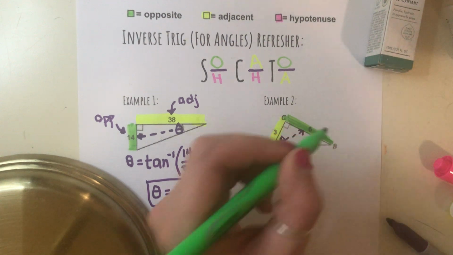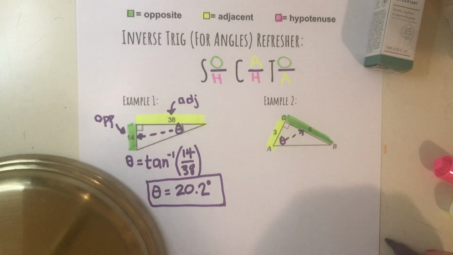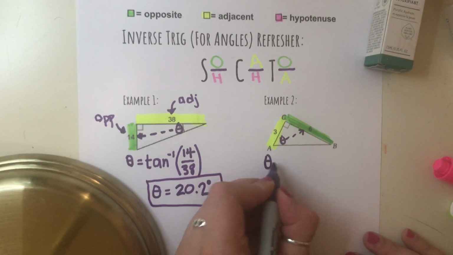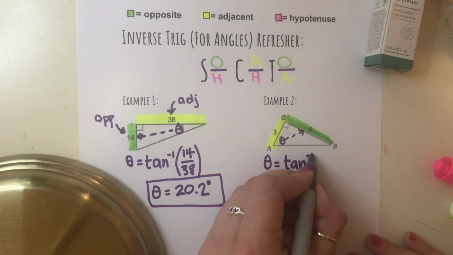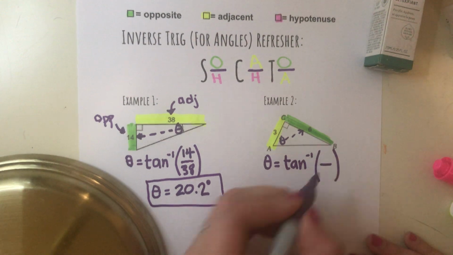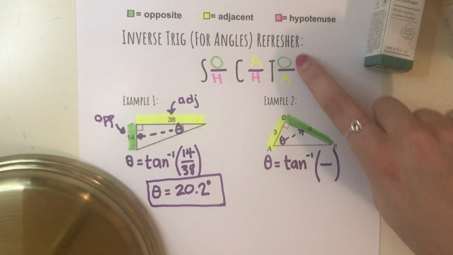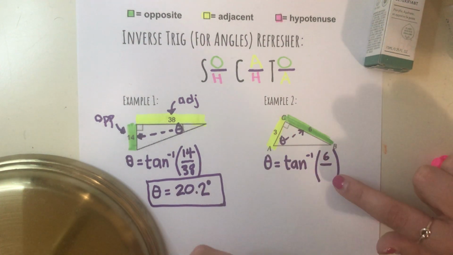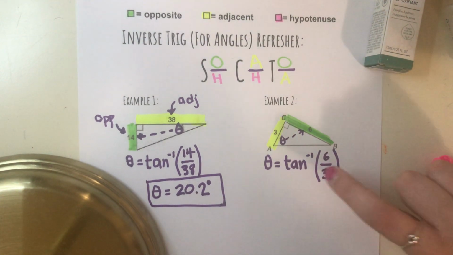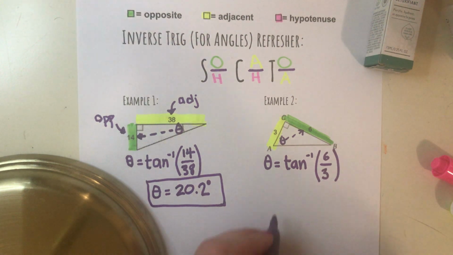So it looks like I have another tan problem. So I'm going to write theta equals inverse tan, put my fraction, right? And it's always opposite over adjacent. So I'm going to put 6 over 3. So this is how we find missing angles.